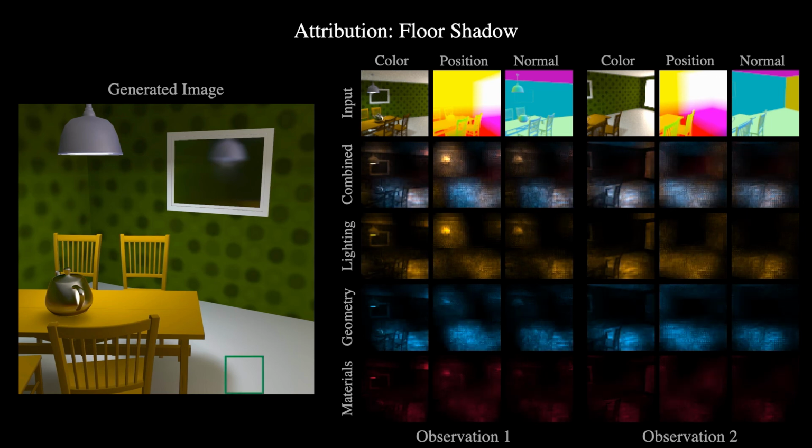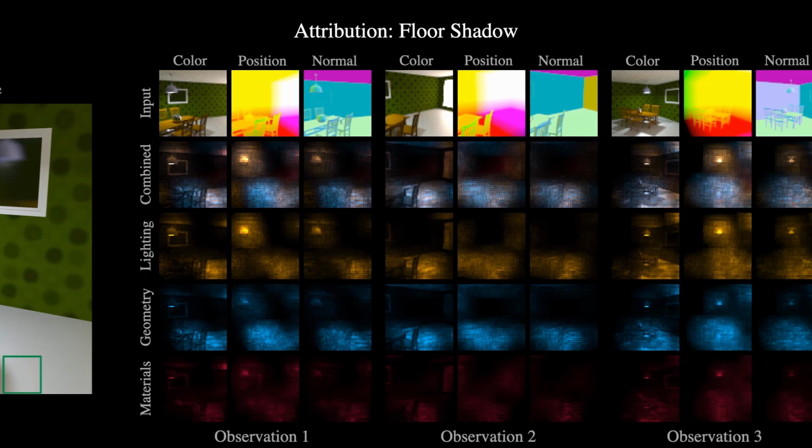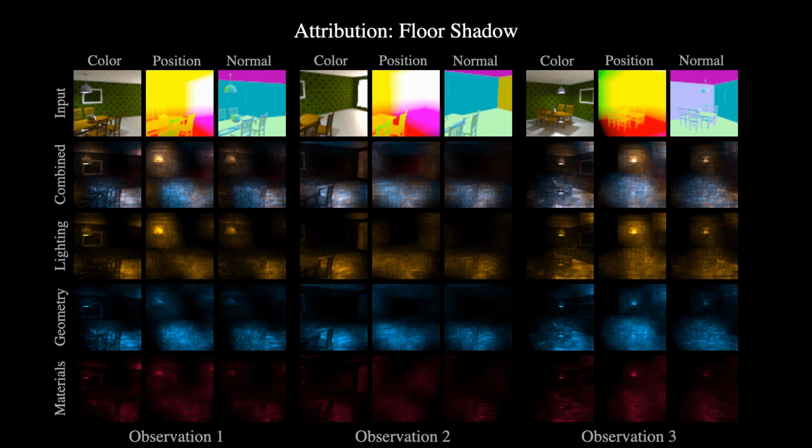The last patch shows the shadow boundary. To correctly synthesize the shadow, the model needs information about lighting and geometry. This explains the large attributions for these two partitions. There is very little attribution for the material partition, which is understandable, as all scenes in the dataset use the same material for the floor. The floor material is therefore baked into the neural image generator and does not need to be extracted from the observations.